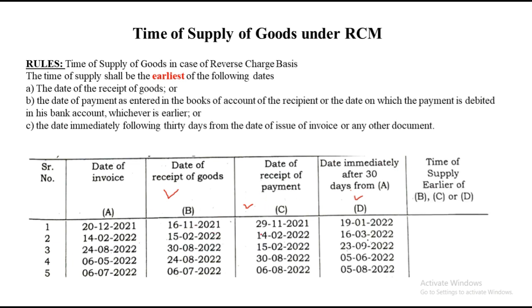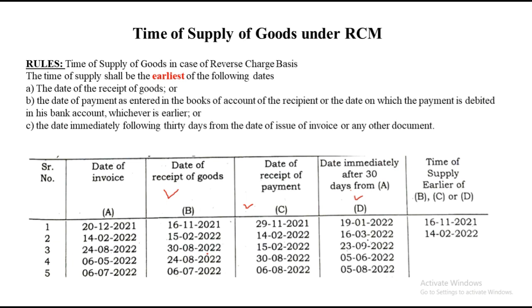So 16th November, 29th November, and 19th Jan. The earliest is 16th November. So my time of supply will be 16th November. Next, 15th Feb, 14th Feb, and 16th March. So Feb is the earliest. So 14th Feb is your time of supply.